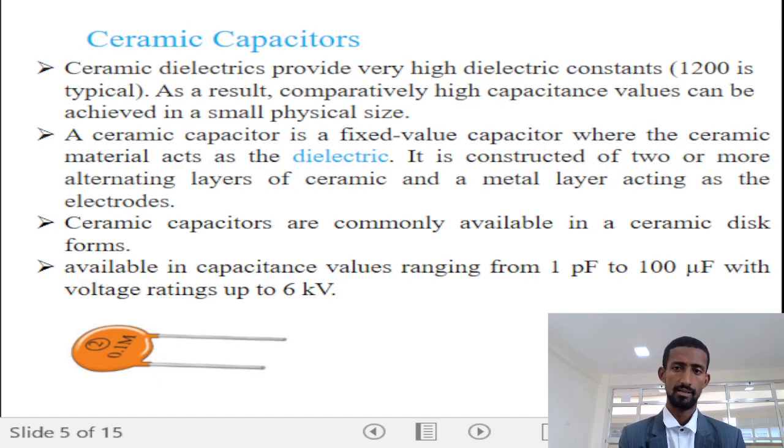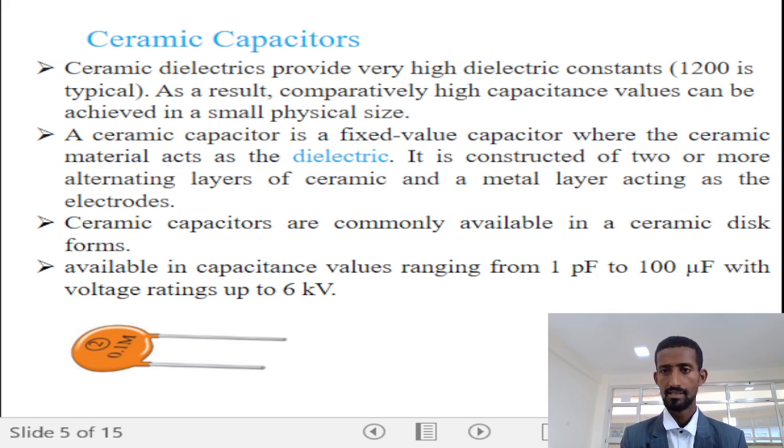The other type of capacitor is the ceramic capacitor. This is a fixed type. Ceramic dielectric provides a very high dielectric constant, around 1200 typical. As a result, a comparatively high capacitance value can be achieved in a small physical size. We can achieve a larger capacitance value within a smaller size.